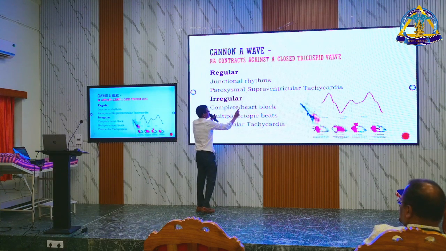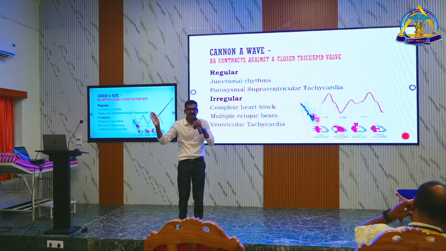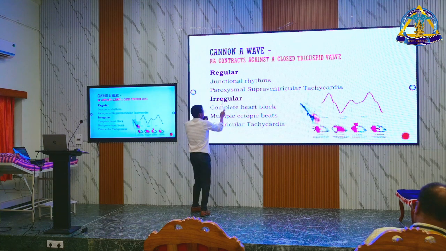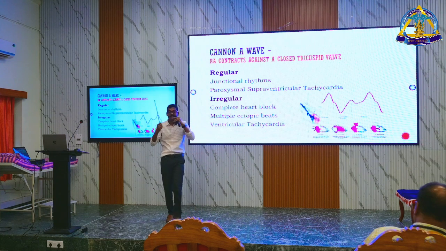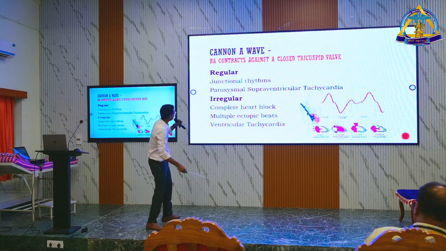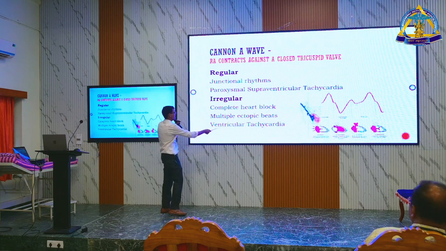Junctional rhythm, PSVT: understand all these conditions, P and QRS occur together. So what will happen? The tricuspid valve will be closed because the ventricle is contracting while the atrium is contracting simultaneously. So regular means junctional rhythm, where P and QRS are together. The impulse originates from the junction, the AV node, goes back to the atrium, comes down to the ventricle, and together they contract. Irregular means complete heart block and multiple ectopic ventricular tachycardia.